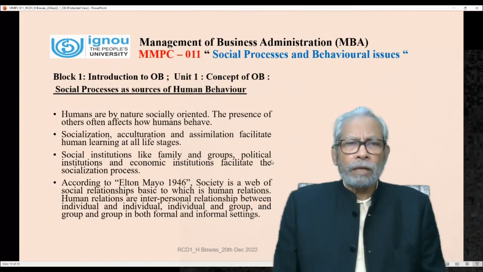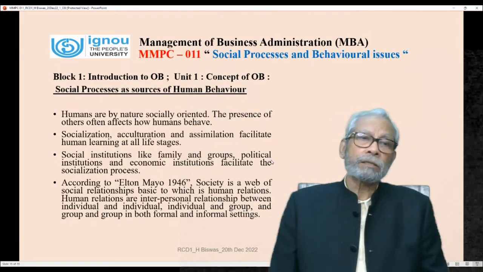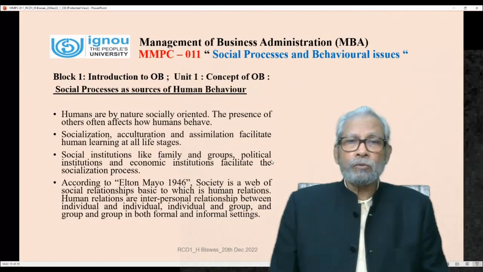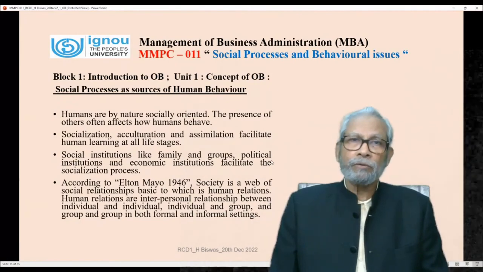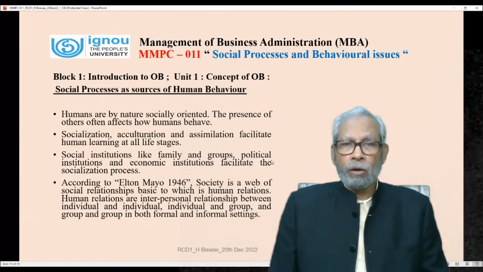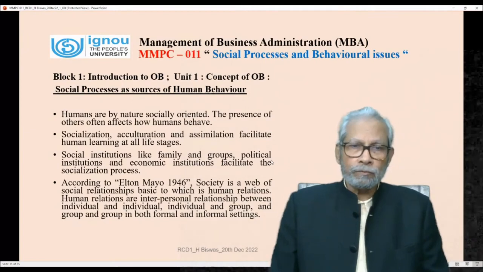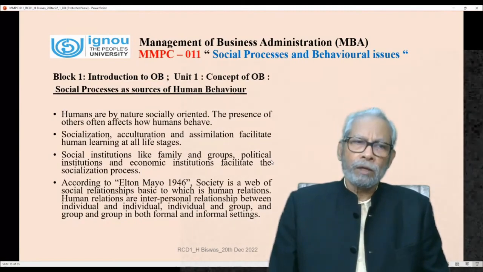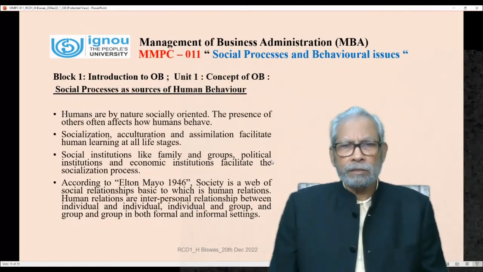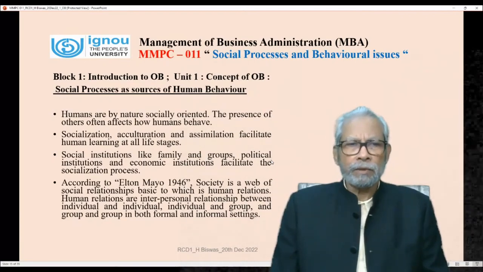According to Elton Mayo in 1946, he defined society as a web of social relationships, the basis of which is human relations. Human relations are interpersonal relationships between individual and individual, or individual and group, and group and group, in both formal or informal settings. So he has given the idea. It's basically the way people can interact with each other, whether individual, group, or group to group. This is how he has very nicely explained the things.